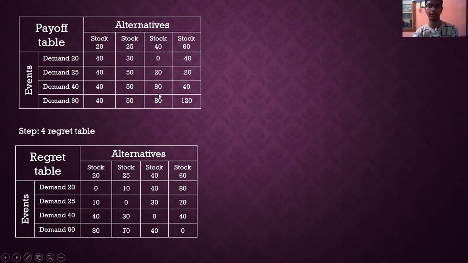And again, 80 minus 40. So the balance will be written here. The 40 is the balance.